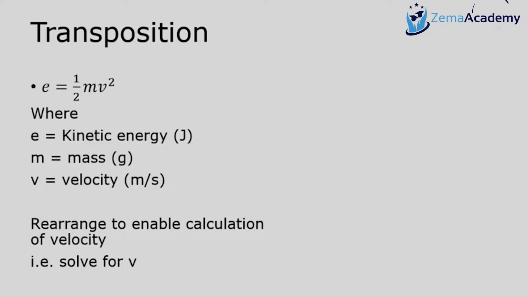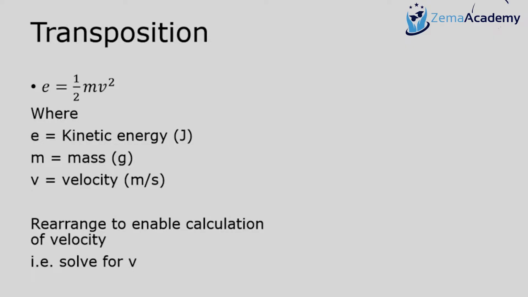Here's a slightly different example. This is one from physics, and it's the equation for calculation of kinetic energy of an object. E equals half mv squared. So where E is the kinetic energy in joules, m is mass in grams, and v is the velocity in meters per second. So now I'm going to ask myself to rearrange to enable calculation of velocity, i.e. we're going to solve for v, solve the equation for v.